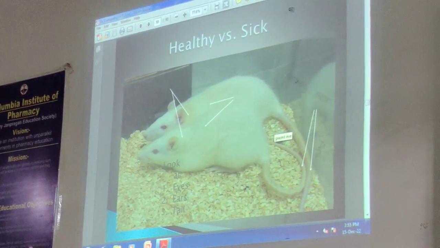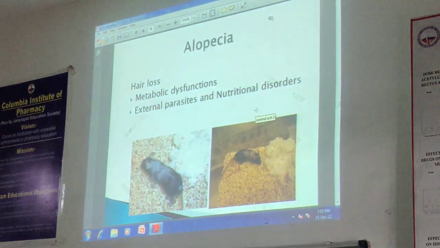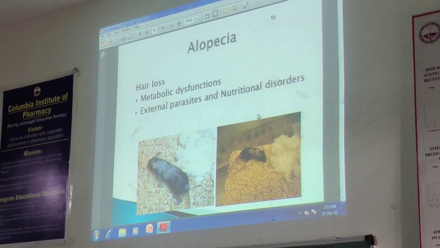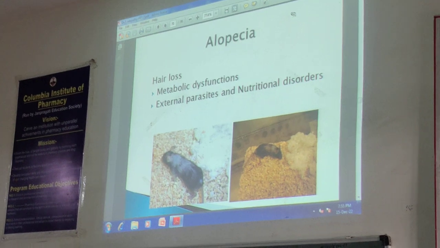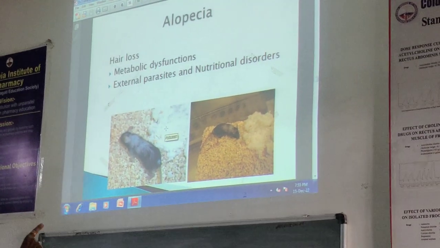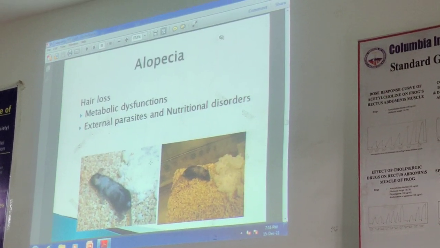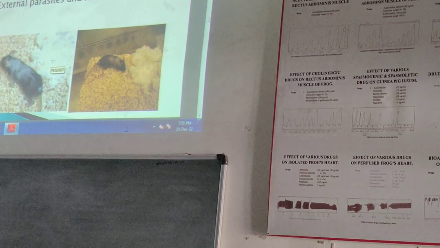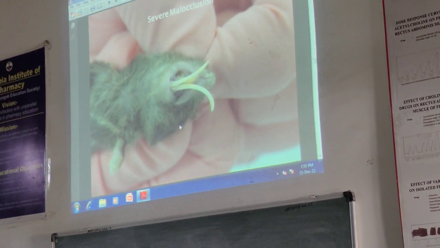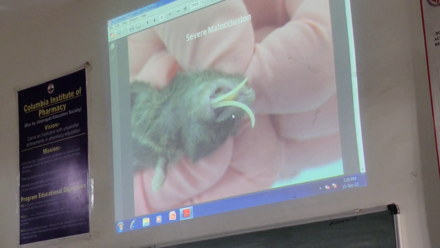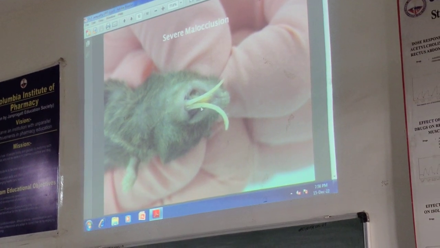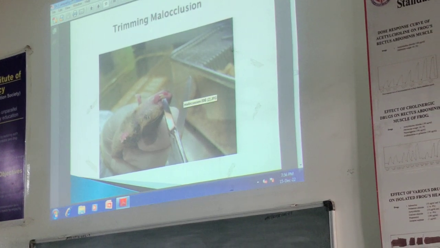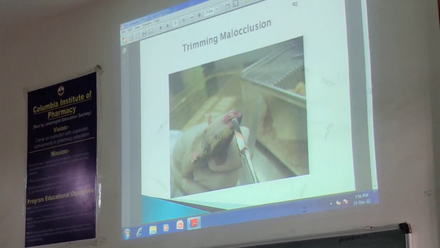These are some different species we have shown here. See, this is the alopecia. These are some diseases of animals. See the hair loss. Hairs become loose due to some chemicals administered or some other disease. That is metabolic dysfunction. This is the malocclusion, overgrowth of teeth. This is the cutting and trimming procedure for malocclusion.